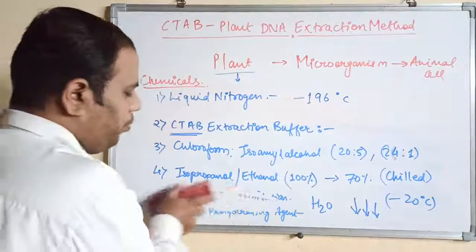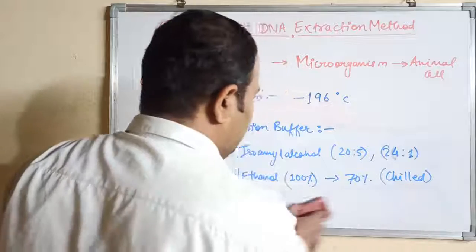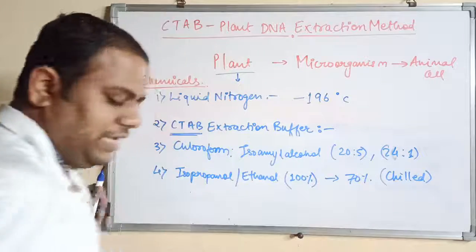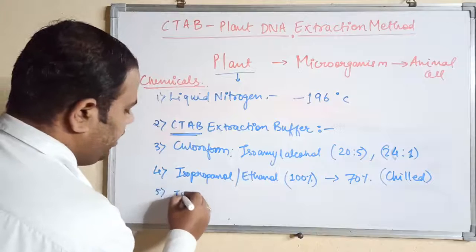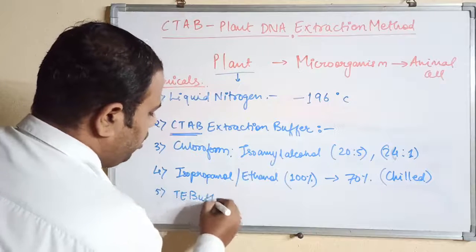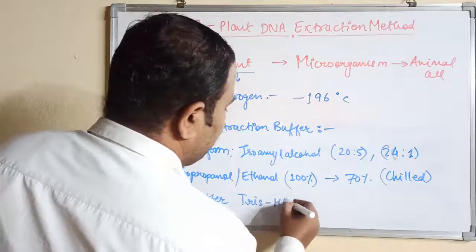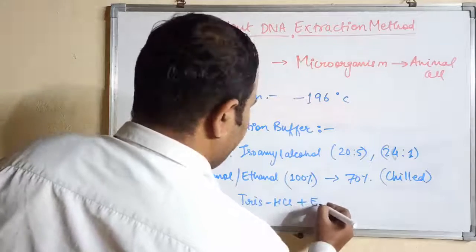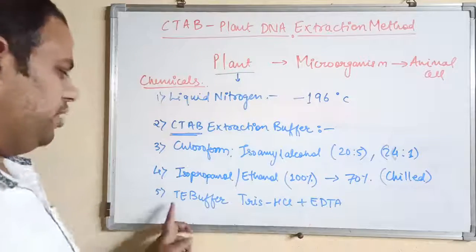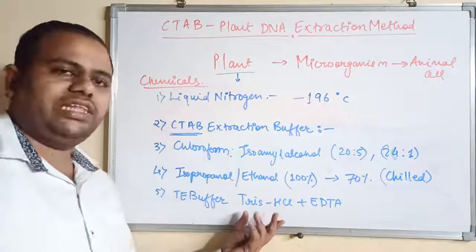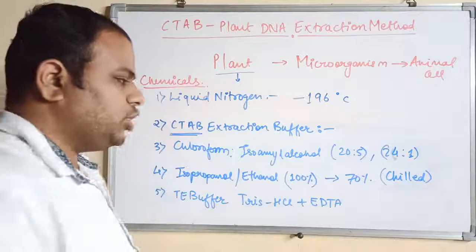And the next chemical that is used here in the CTAB DNA extraction, along with its role, is the TE buffer. TE buffer means Tris-HCl plus EDTA. TE means Tris-EDTA. Tris-HCl is used for maintenance of pH, and EDTA is for chelation of Mg2+ ions.